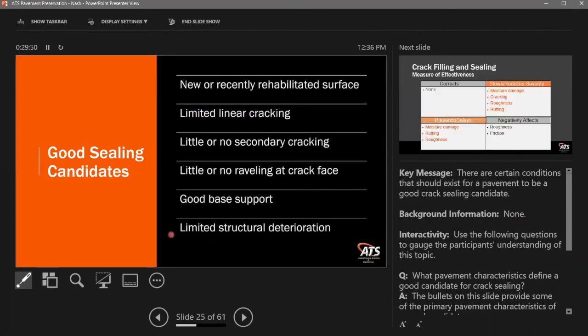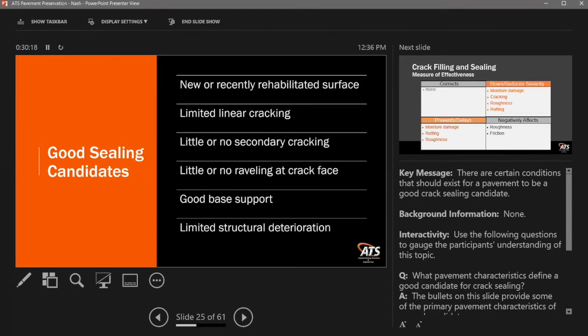So a good candidate for sealing, you want to make sure that it's new or recently rehabbed surface. Again, the sealing's not going to add any structure. It's not going to add anything of value as far as the soundness of the pavement, other than to try and prohibit the crack from continuing to wander and to continue to grow outward.